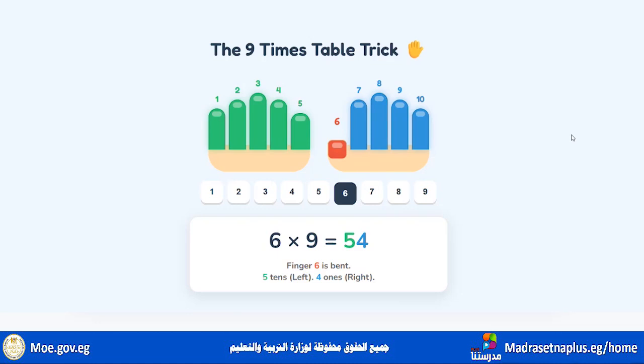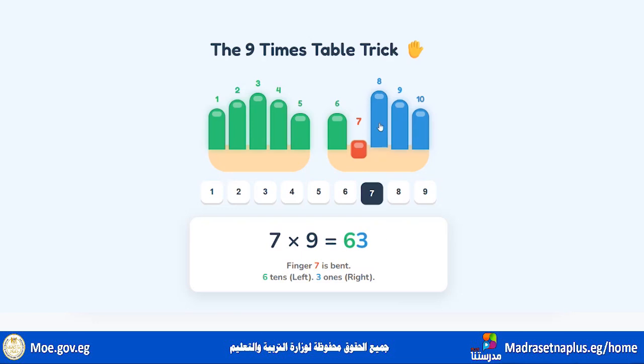Can you guess what about finger number 7? I give you a moment to get the answer. 7 times 9. Yeah, there are 6 fingers on the left and 3 fingers on the right. The answer or the product of 7 and 9 equals 63.